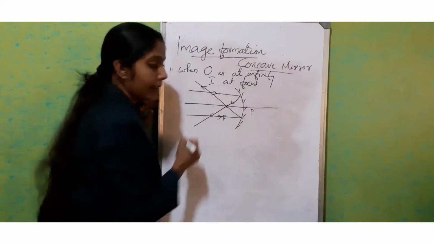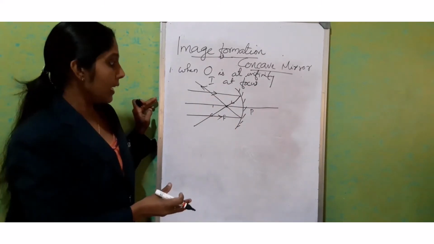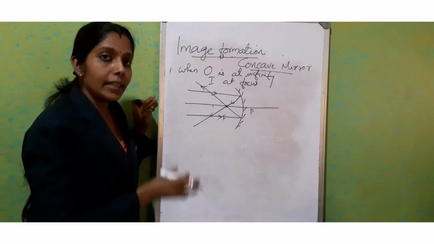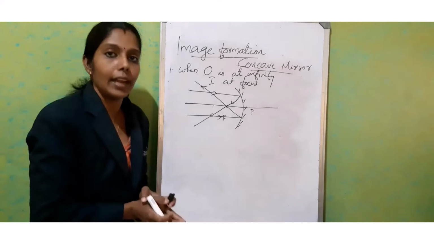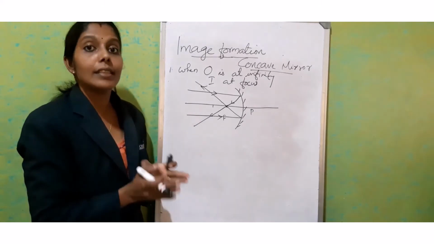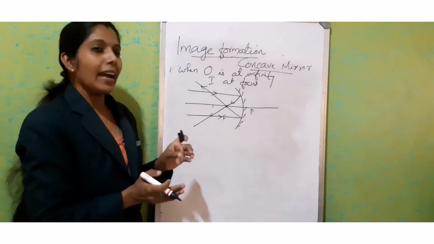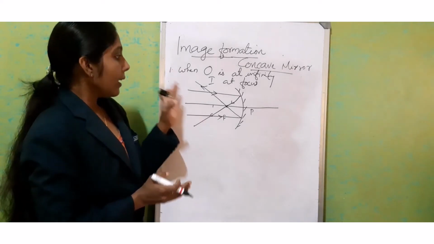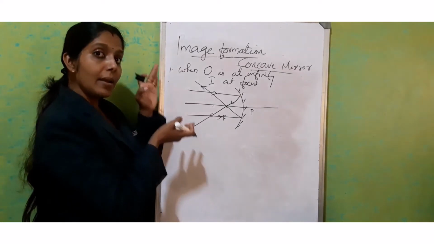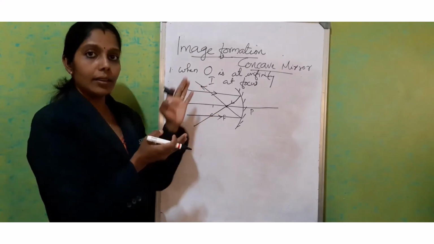If we see the characteristics of the image formed, it is a real image, because these rays are actually meeting at a point. The nature is inverted, and we will get a very small image, or diminished image. And this is the case when the rays strike the mirror parallelly.